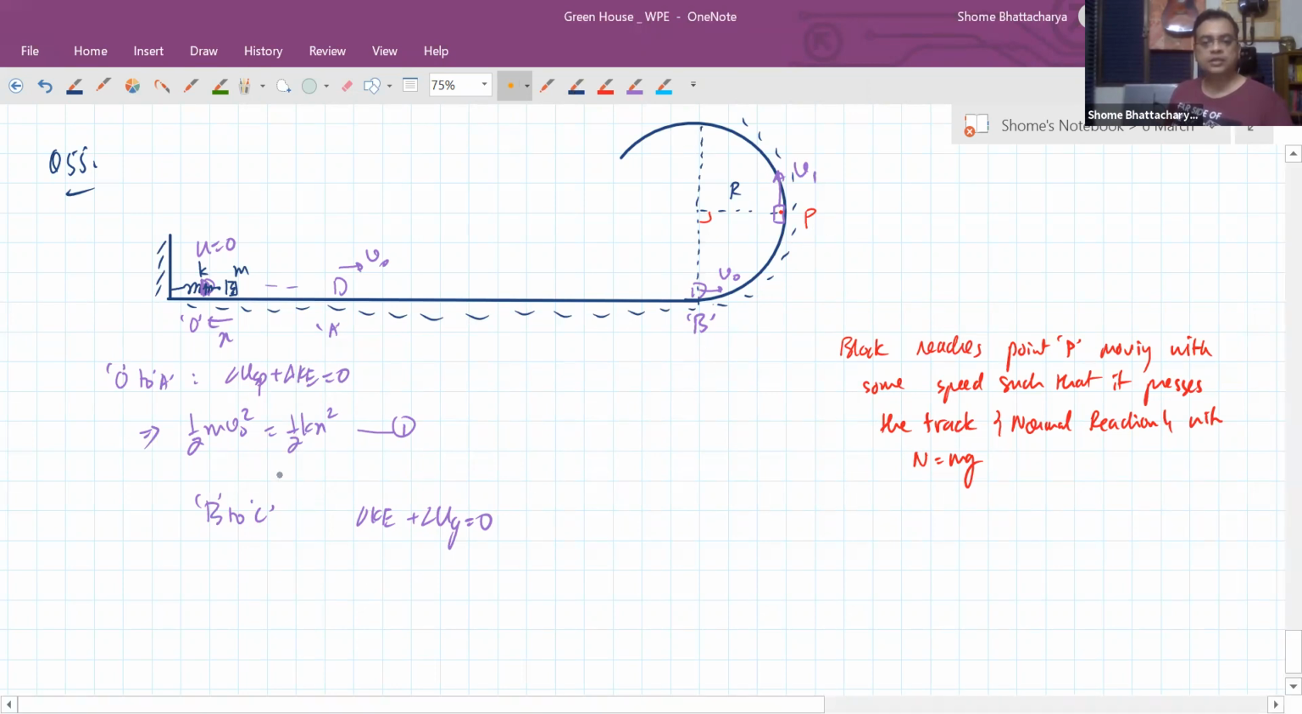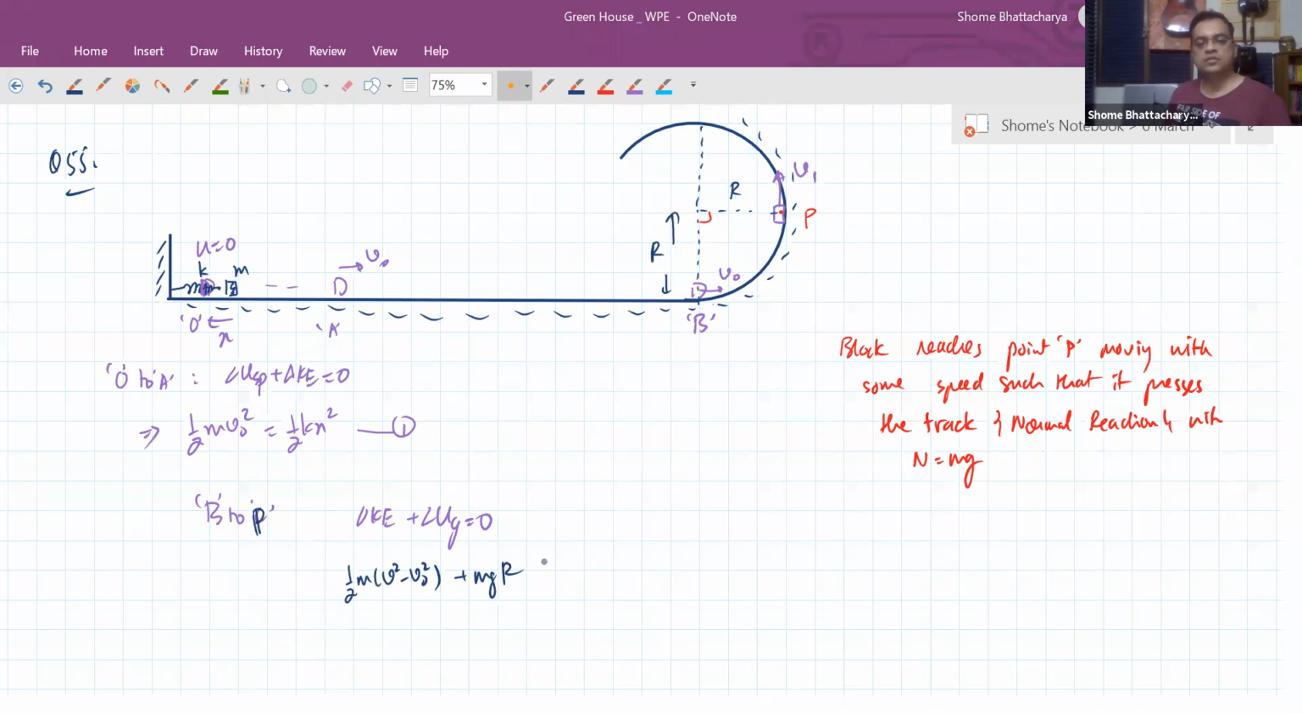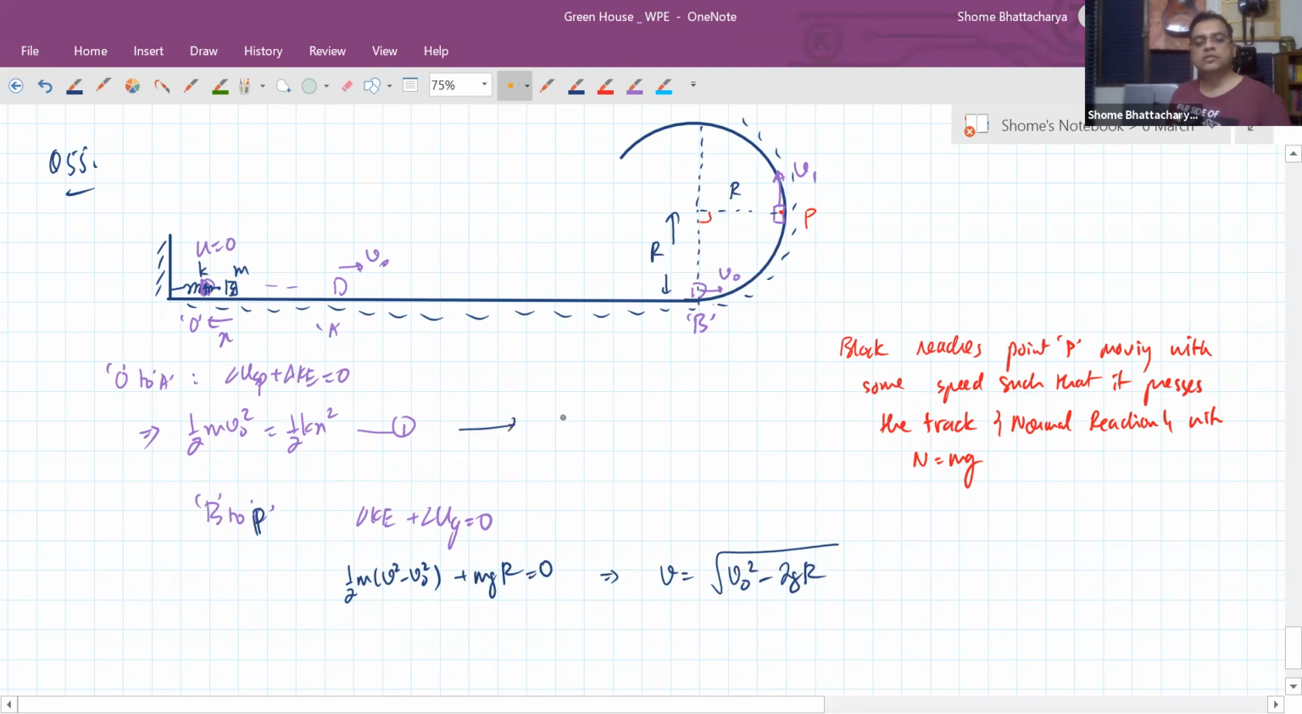So now from B to the point P, plus mgr, because you can see the height through which it is going is r. So further we have v is equal to square root of v naught square minus 2gr, and here we have v naught is equal to x into square root of k by m. So this was our second equation. Okay, now we want the condition for normal reaction to be equal to mg at the point P.